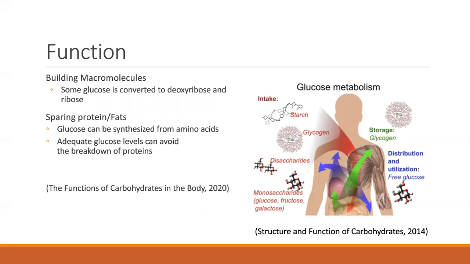In addition to that, glucose is also used to make NADPH, which is important for protecting against oxidative stress. And it's also used in all kinds of chemical reactions throughout the body.